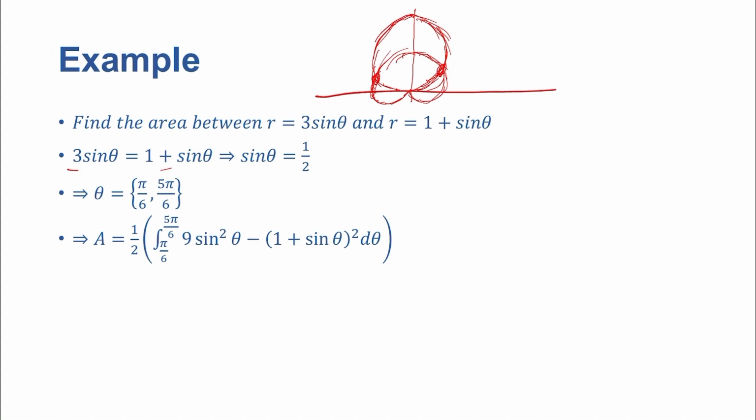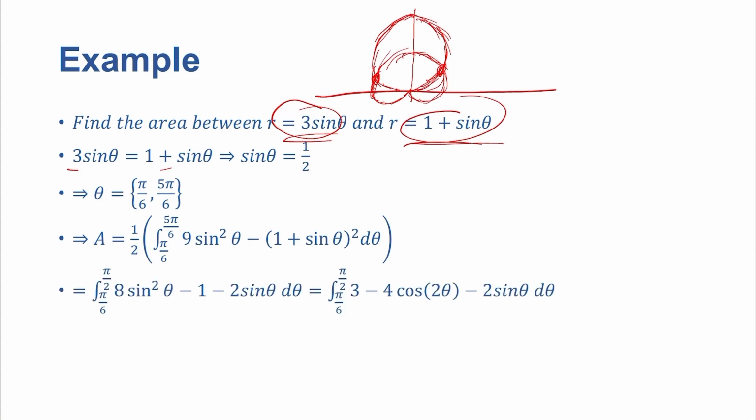We square both of these functions, and we subtract this one from this one. You get area equals 1/2 integral between pi over 6 and 5 pi over 6, 9 sine squared theta, minus 1 plus sine theta squared d theta. All right, so now all that's left to do is we're going to do all the algebra we need to inside of the integral, and we get integral between pi over 6 and pi over 2. Using symmetry, we can take this equal to that. We just do 2 times this.